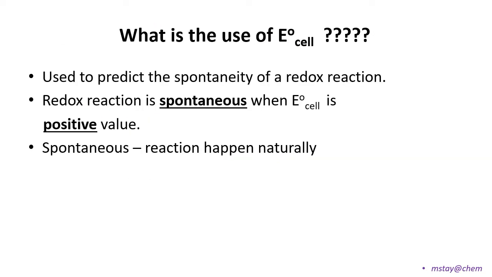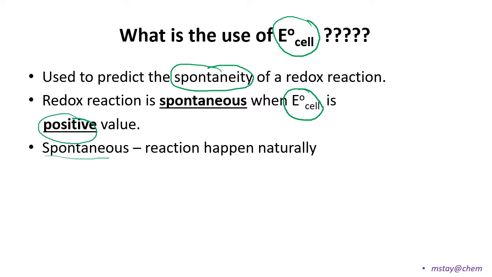So what is the use of E0 cell, the standard cell potential? Basically, this value helps us to predict whether the reaction is spontaneous or not. If the reaction is spontaneous, the cell potential is always a positive value, and spontaneous means that the reaction happens naturally.